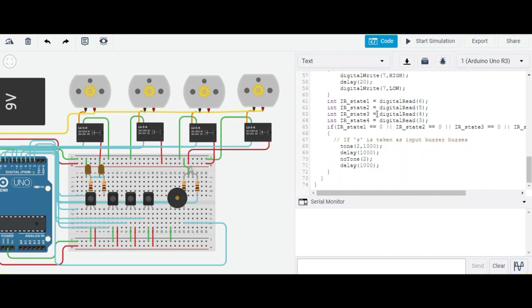So 4 IR sensors are attached to the carom board pockets. So when any one of the IR sensors detects an object, that is a coin, this buzzer buzzes. So this is our code. So let me show the simulation.